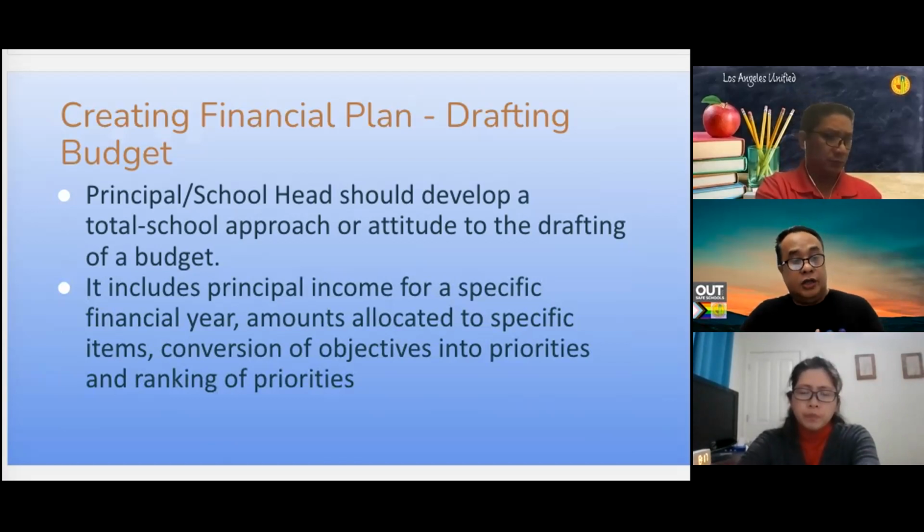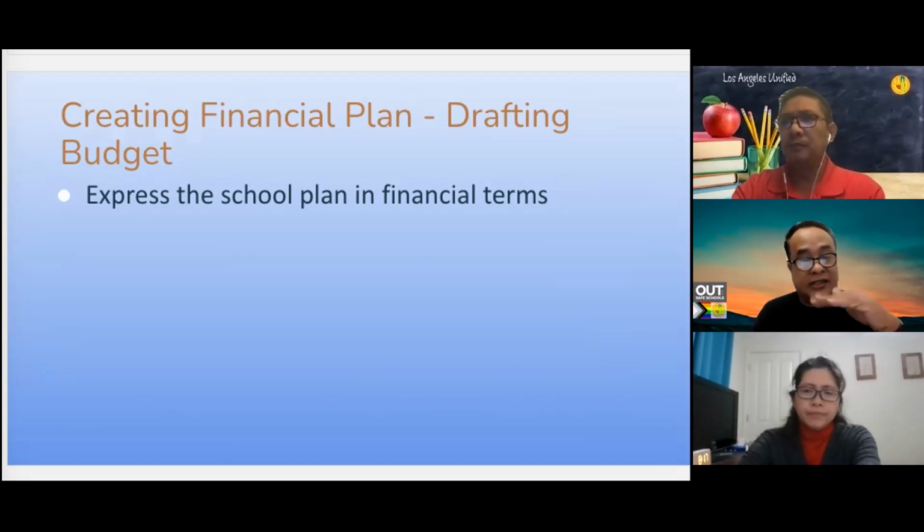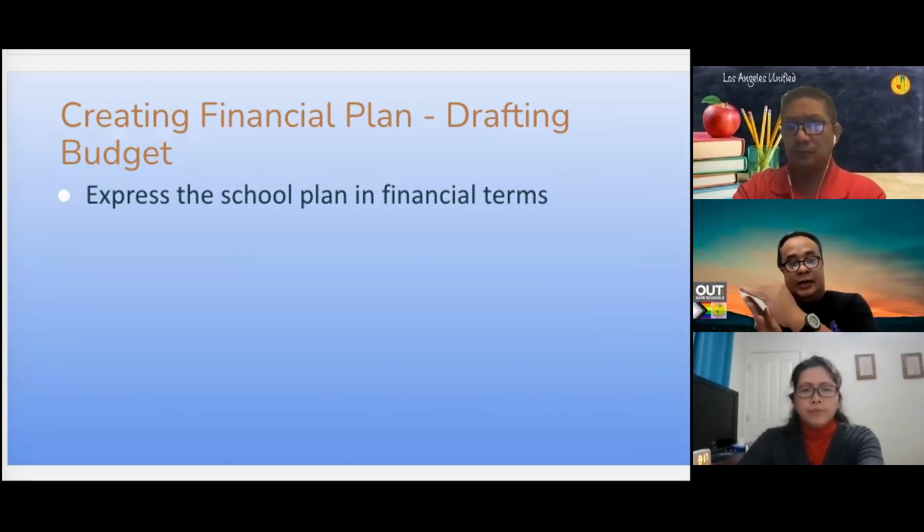Continuing on. Once everything has been set, we can now express the school plan in financial terms. This is where budget lines come in, and this is where the allocation comes in. For example, a certain amount is allocated for department needs, or budget lines for field trips. So you're going to be creating all of those.